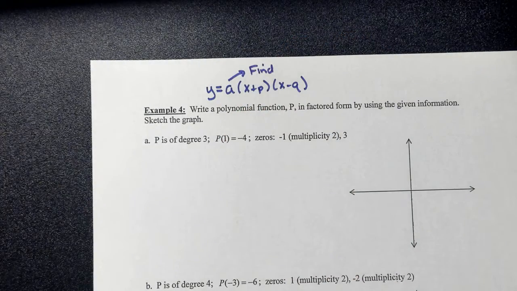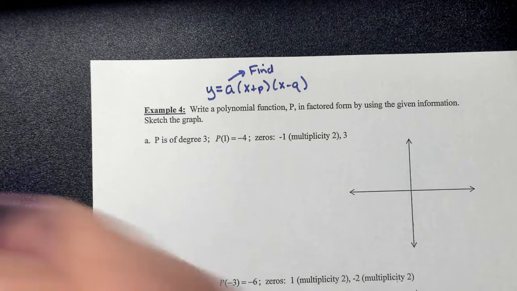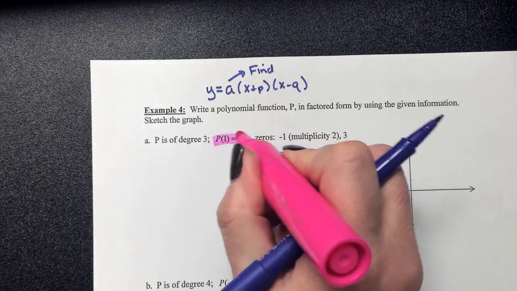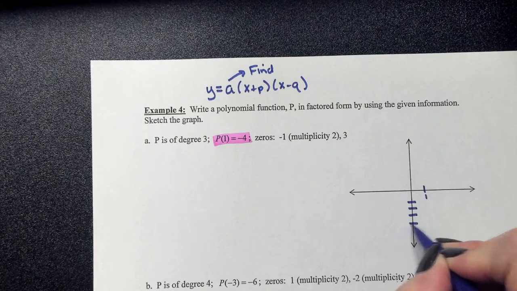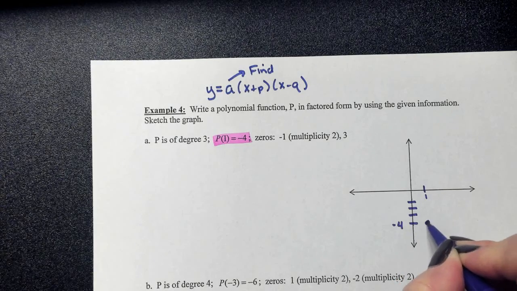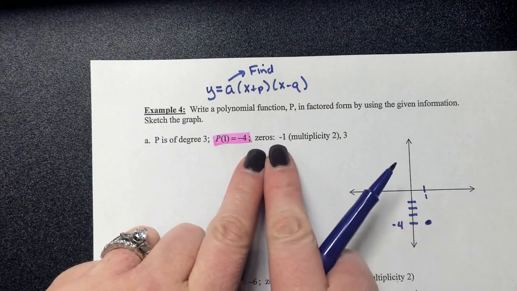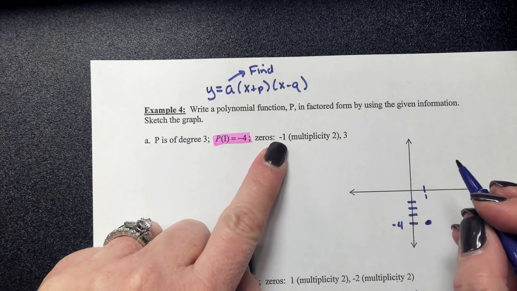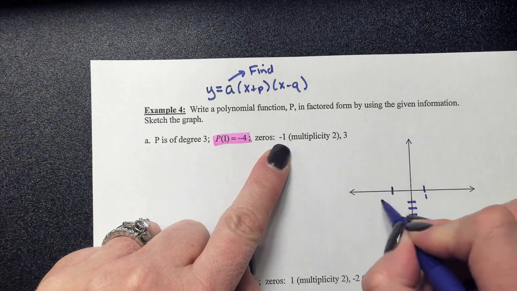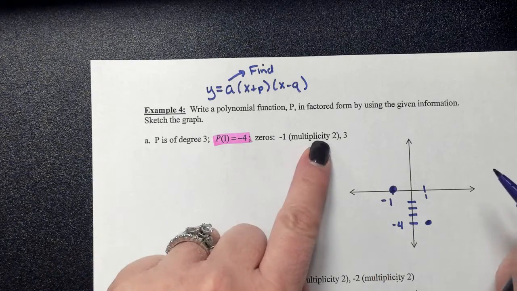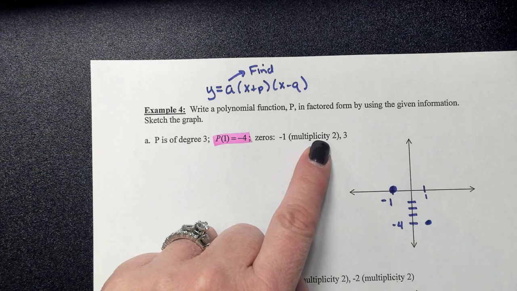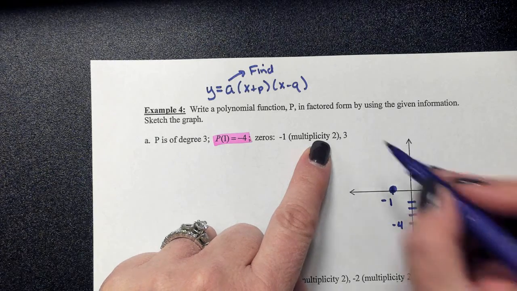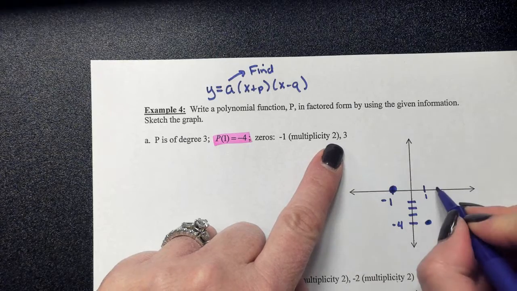So we know, for example, that this particular function has a degree of 3. They're giving you a point on the graph. P of 1 is equal to negative 4. So I know I have this point on the graph. They're giving me my zeros. I know this graph has a 0 at -1 with a multiplicity of 2. So remember what that means is this is going to touch. I also know that this is going to have a 0 of 3.